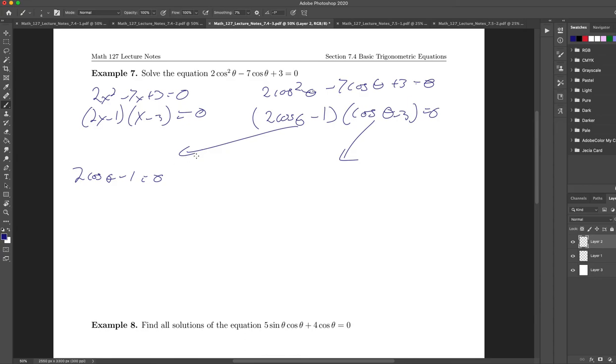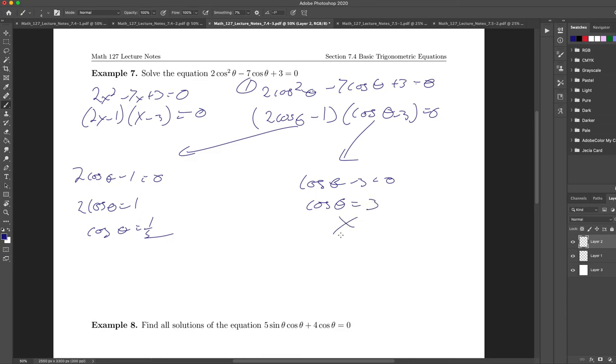Here, we're still on step 1. We want to get this in such a way that I have cosine on one side and everything else on the other. So 2 cosine theta equals 1, or cosine theta equals a half. This one is cosine theta minus 3 equals 0, so cosine of theta equals 3.